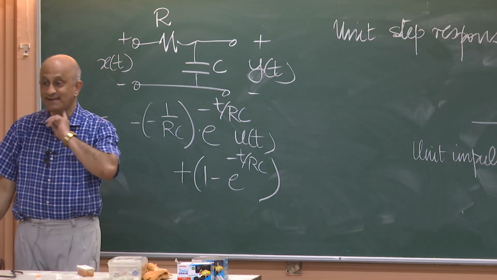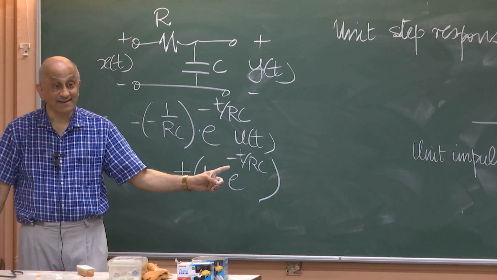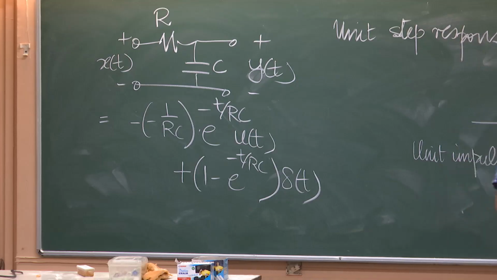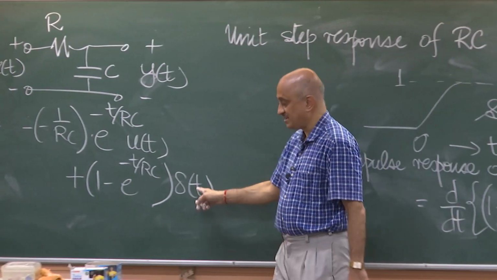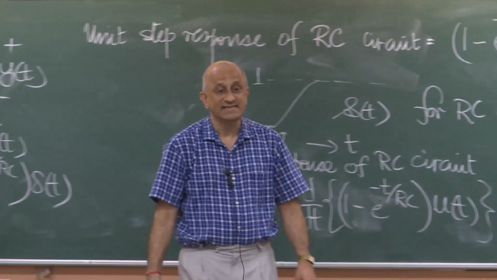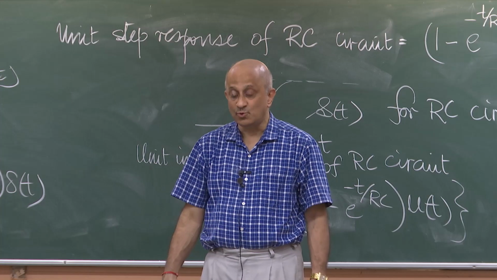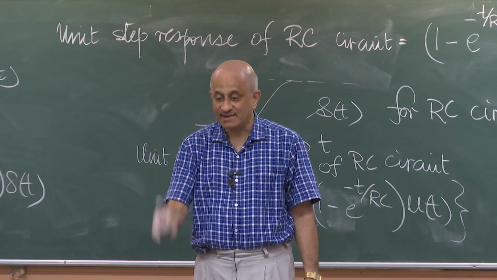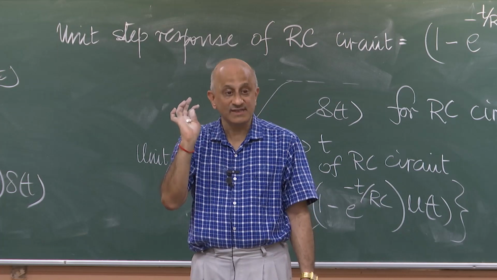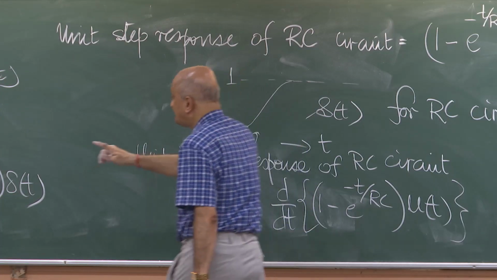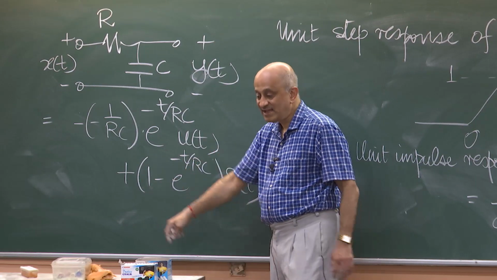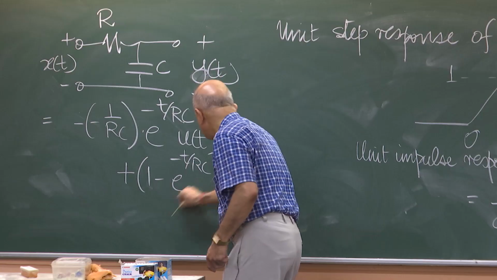What is the derivative of u(t)? Delta t, that's right. Now, look at this. How much is this? Delta t multiplied by 1 minus e raised to the power minus t by RC. What does delta t do? Delta t shifts. So, it picks up the value of the rest of the function at t equal to 0. Is that right? How much is the value of this at t equal to 0? 0, is that right? So, therefore, this term is 0.